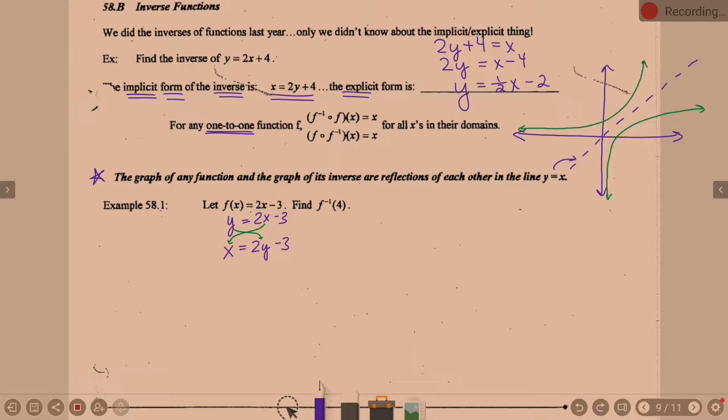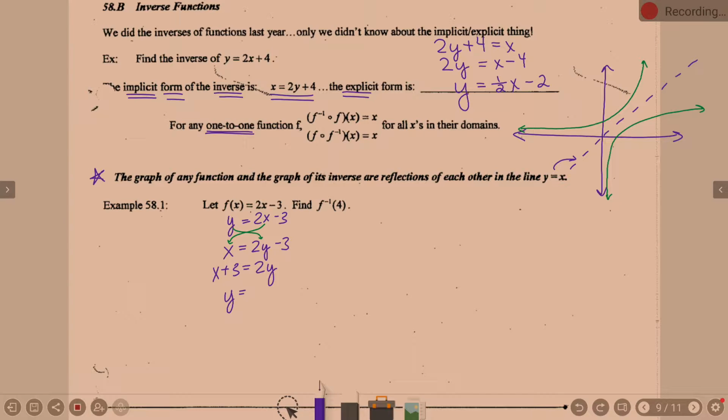Solve it and try and get y equals, which means I'm going to add 3. So I just wrote x plus 3 equals 2y. I should have flipped that, is what I should have done, but what do we get when we divide by y? Not divide by y. Divide by 2.